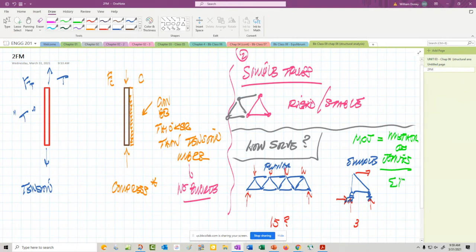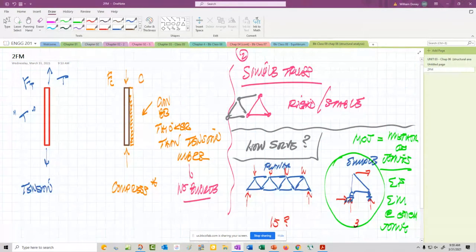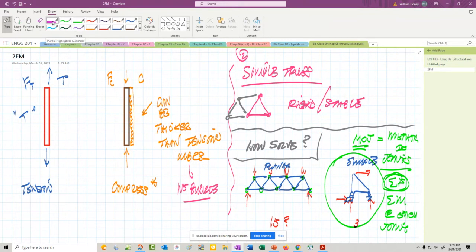Method of joints means I'm going to sum forces, sum moments at each joint. Now this problem here only has three joints. So that's not a bear of a problem, as my mom would say. That wouldn't be too difficult to sum forces and moments about those three points. And it's mainly just summing forces about those joints because we said there's no moment set up there. However, this method of joints idea would be very difficult if I had to go through all 15 joints here to try to solve for every member in this problem. So we're going to have a second method to solve these.